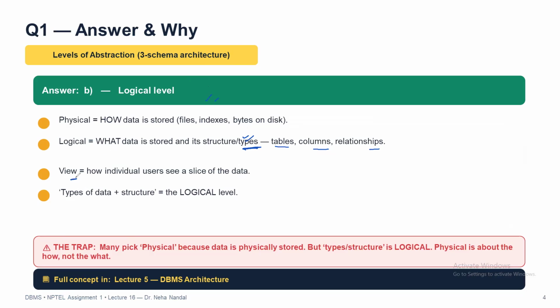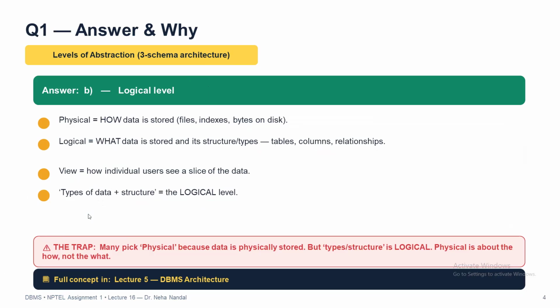At the view level, that is the external level, is how individual users see a slice of the data. They are sitting at the external level, the topmost level. So types of data plus structure, that is the logical level. I hope you got the answer. Okay, fine. Let's move to the next question, the second question.